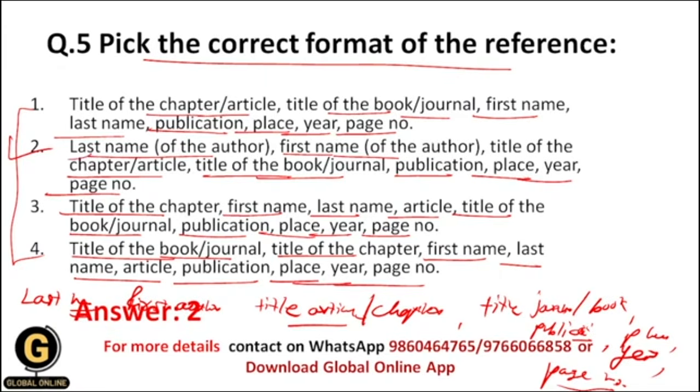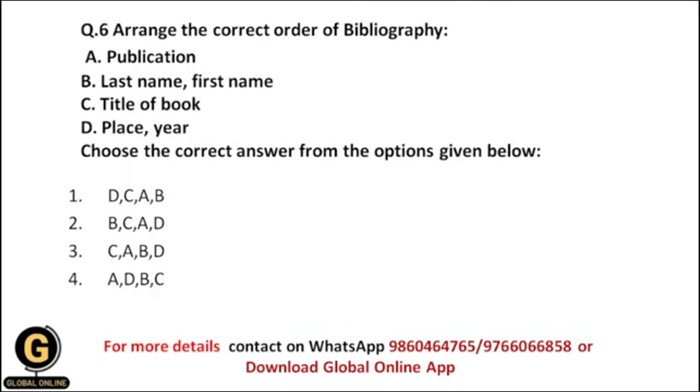So you are writing the last name of the author, first name of the author, then title of the chapter or article, then title of the book or journal, then publication, then place, then year, and then page number. This is the common format and everyone uses it, and you should remember this format. Okay, arrange the correct order of bibliography.